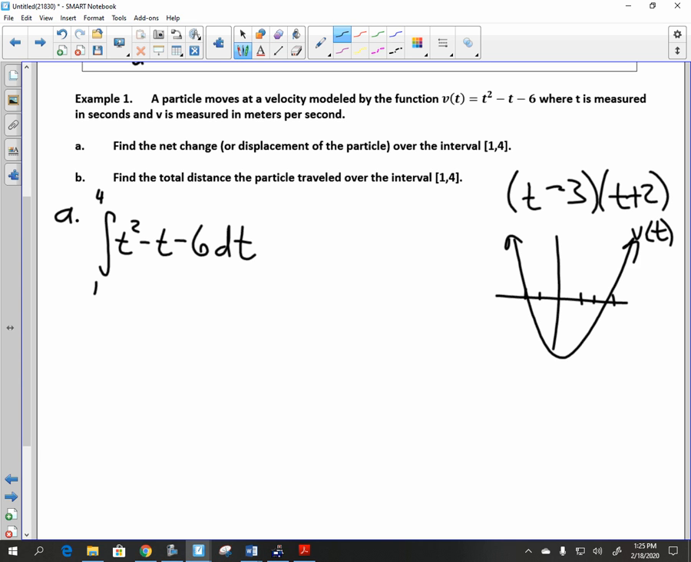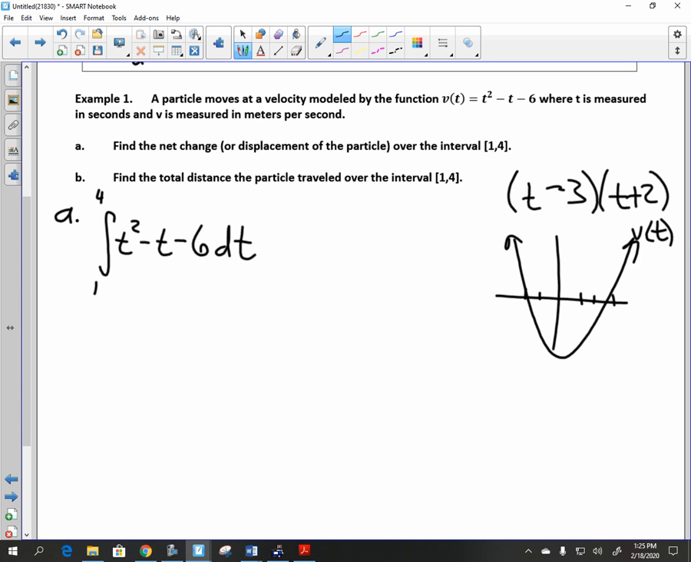At time equals 1 second, is the particle traveling to the right or to the left? To the left. Why? Because the velocity is negative. At time equals 4, is the particle traveling to the right or the left? The right, because the velocity is positive. So the particle changes direction at what time? At 3 seconds. Very good.